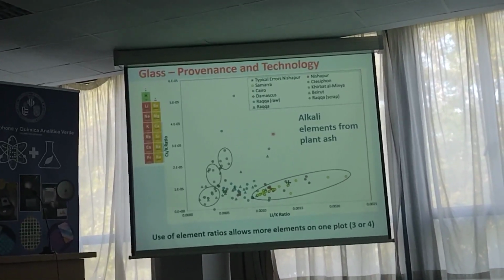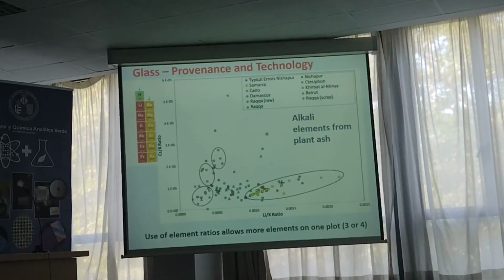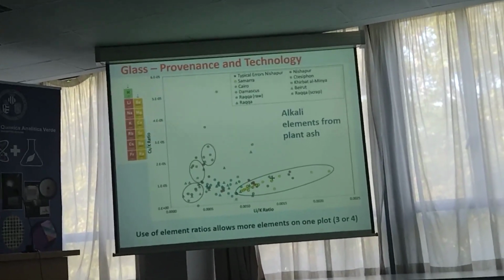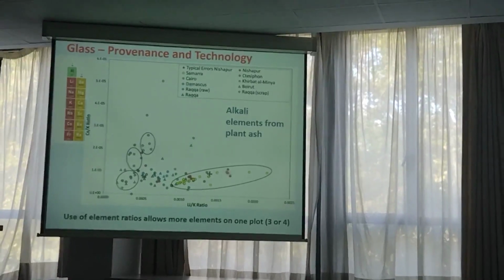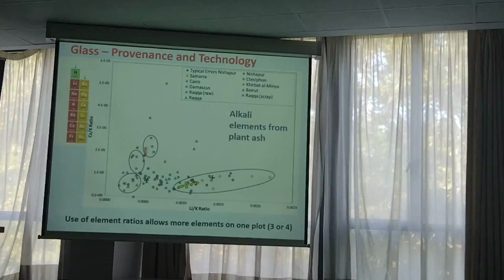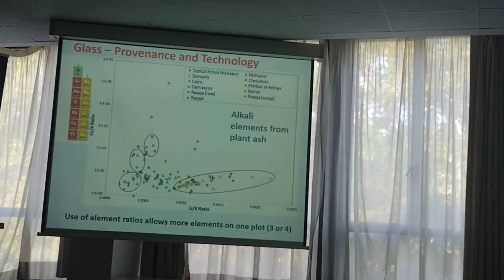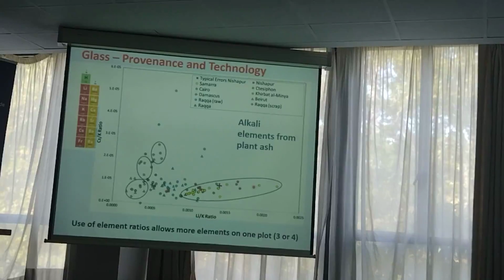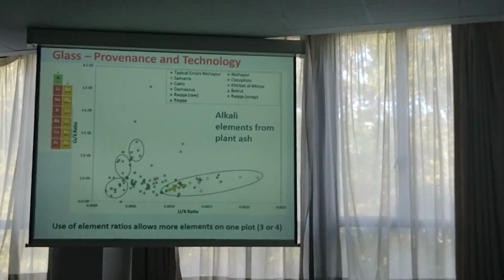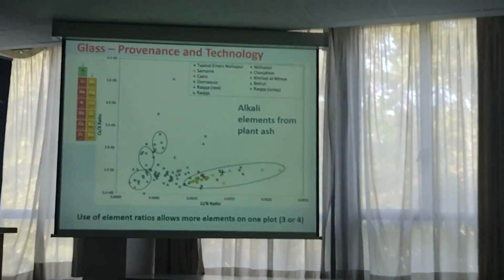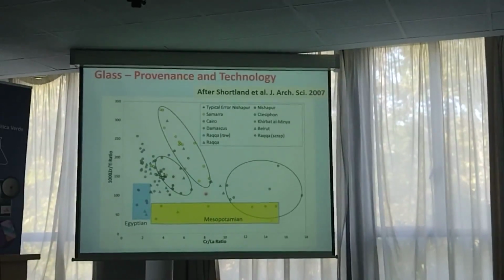That is just getting the information from two elements. So if we use ratios, we can increase the number of elements in the graph. Here I have chosen lithium divided by potassium and cesium divided by potassium. And again, we can see some separation. Here we start to separate the individual sites in the west, and to a certain extent some of the sites in the east. And again, the Raqqa ones are sitting in the middle. Those alkali elements are almost certainly from the plant ash.